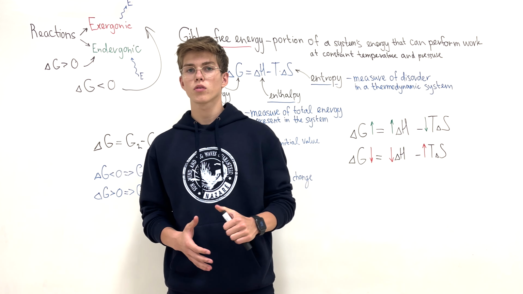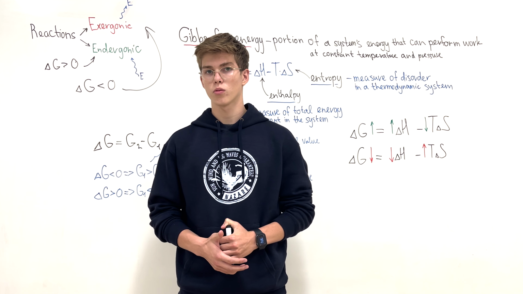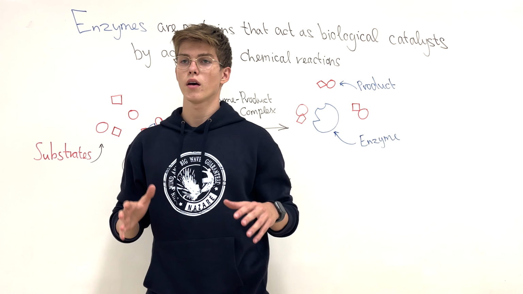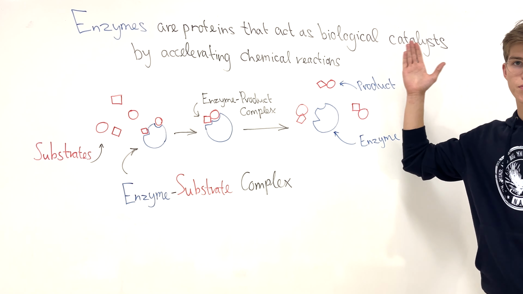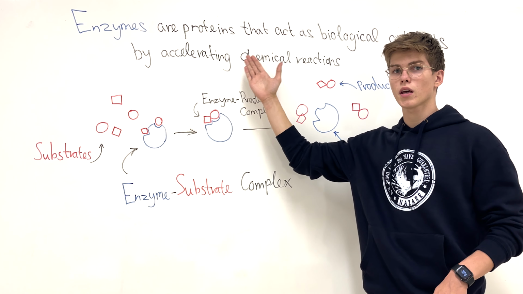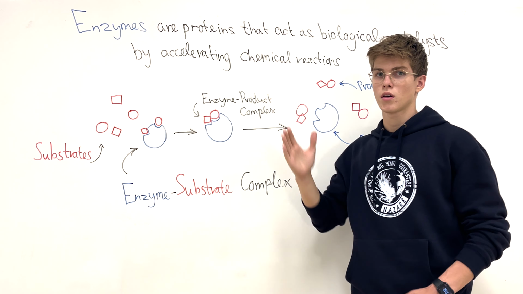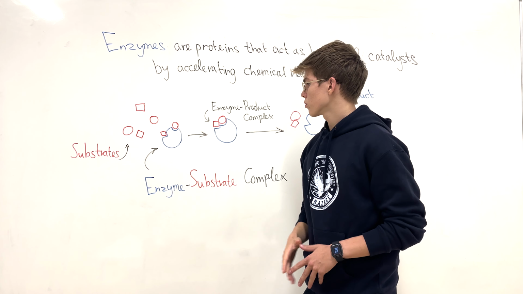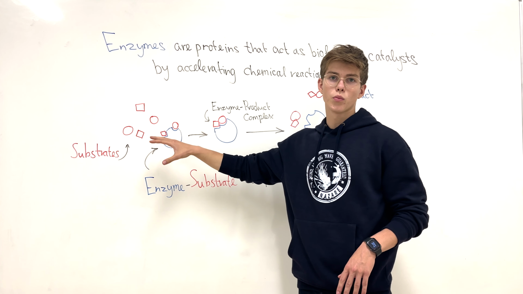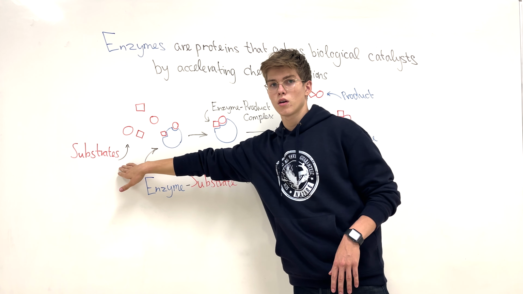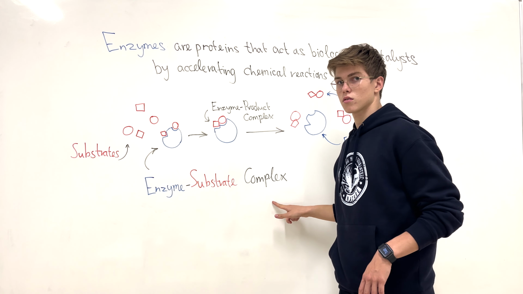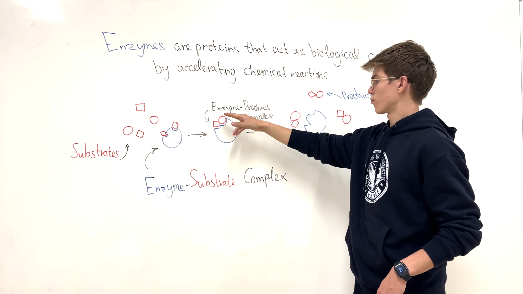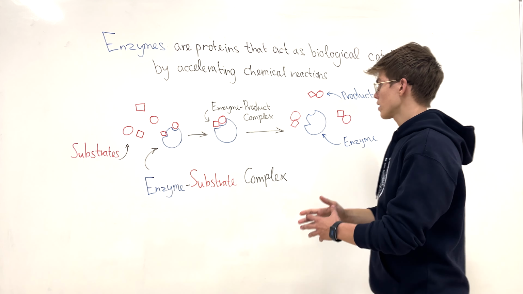I think it is now the best time to discuss enzymes and the way they work. As I mentioned earlier, enzymes are proteins that act as biological catalysts by accelerating chemical reactions in our bodies. But how do they actually work? Well, a simple explanation here will be that an enzyme takes one or few molecules that we call substrates by forming an enzyme-substrate complex, then converts them into products and forms enzyme-product complex, and then releases them.